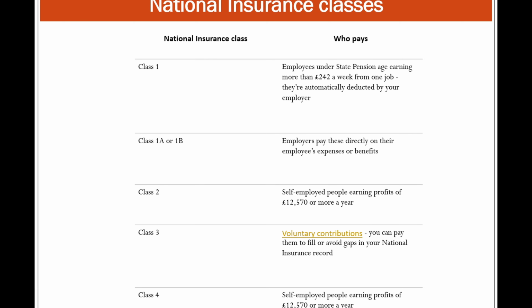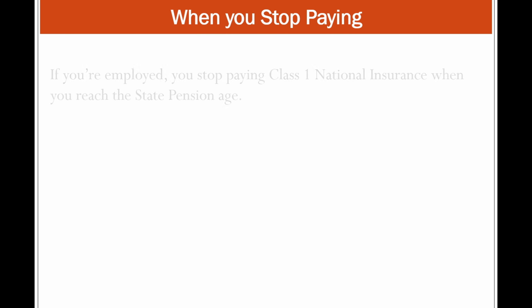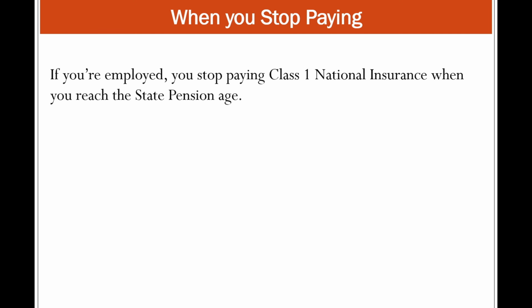Class 4, we have already discussed, self-employed people earning profit 12,570 or more. When you stop paying NI, if you are employed, you will stop paying NI class 1 insurance when you reach the state pension age. On my YouTube channel, you can always find a video how to apply state pension benefit. In that, I have discussed everything about the state pension.